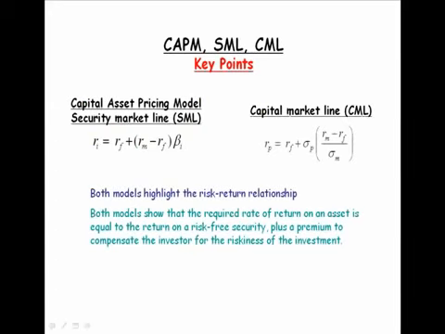What are our key points? We've got the capital asset pricing model, the SML, the CML. Well, the capital asset pricing model is a very powerful model, as is the capital market line. Both of these models highlight the relationship between risk and return. Both models show us that the required rate of return on an asset is a function of the risk-free rate plus a risk premium that's going to compensate the investor for the riskiness of the investment.